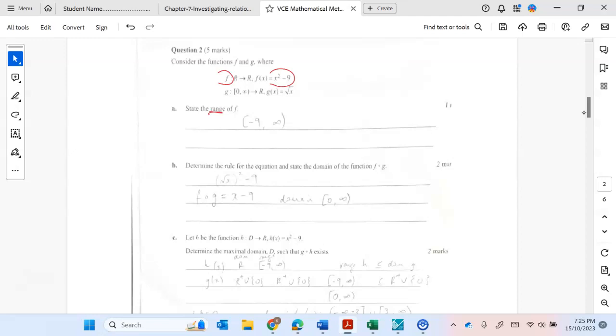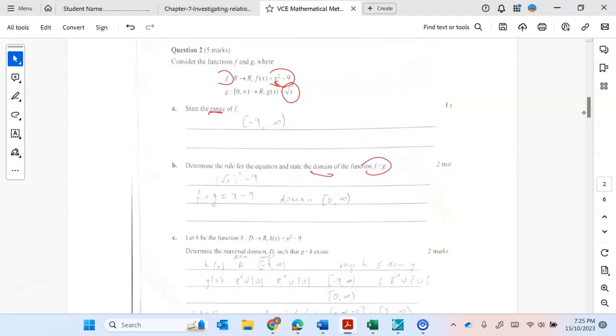Determine the rule for the equation and state the domain of the function f of g. So this is a composite function. So you should have done some composite function questions in your revision so far. Okay, so that just means we substitute in the function g into f. So you can see I've put the square root of x in for x here. And it does say I need to also state the domain.